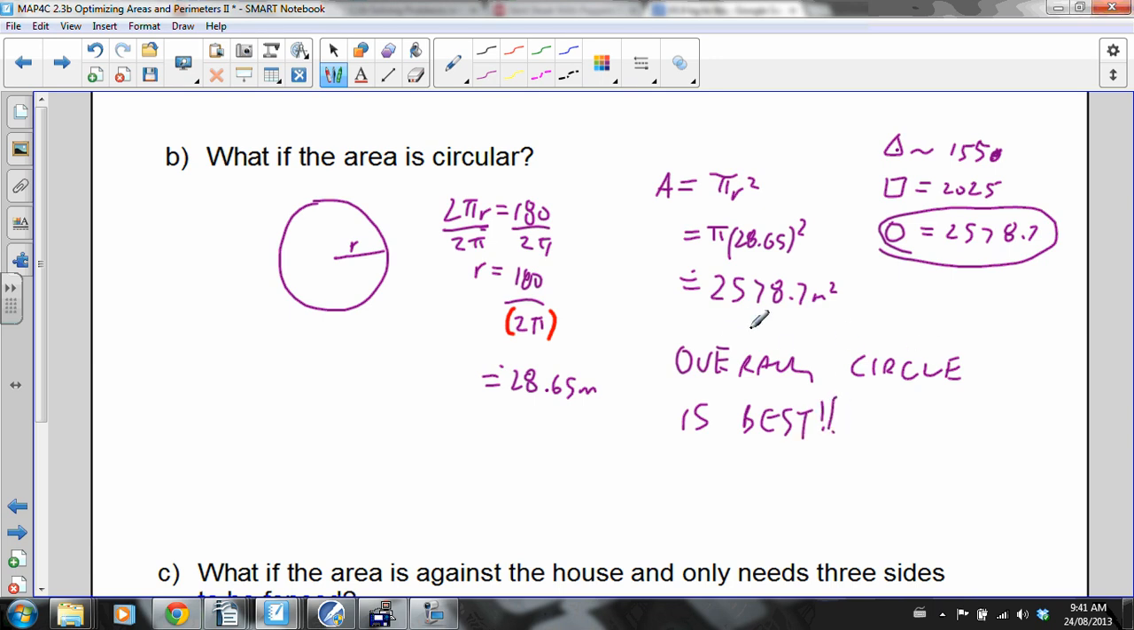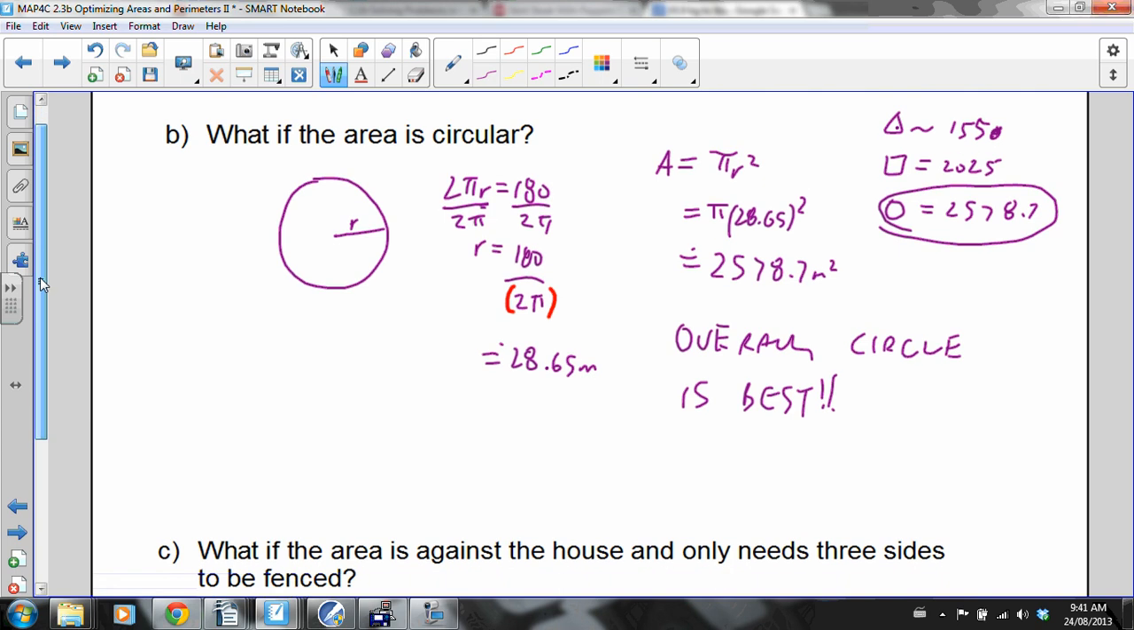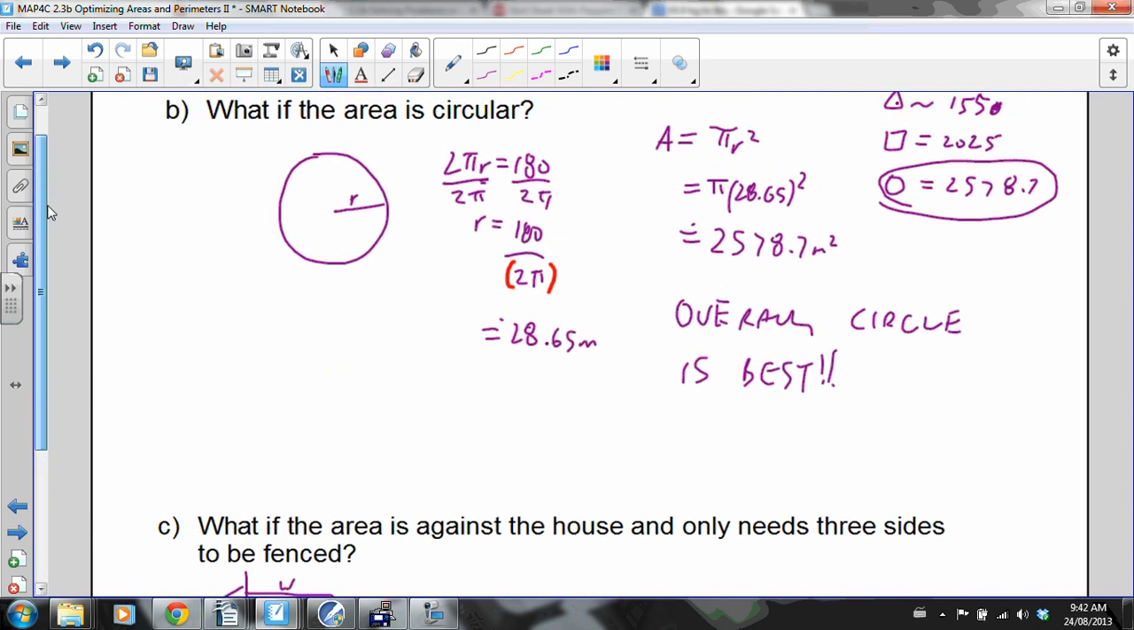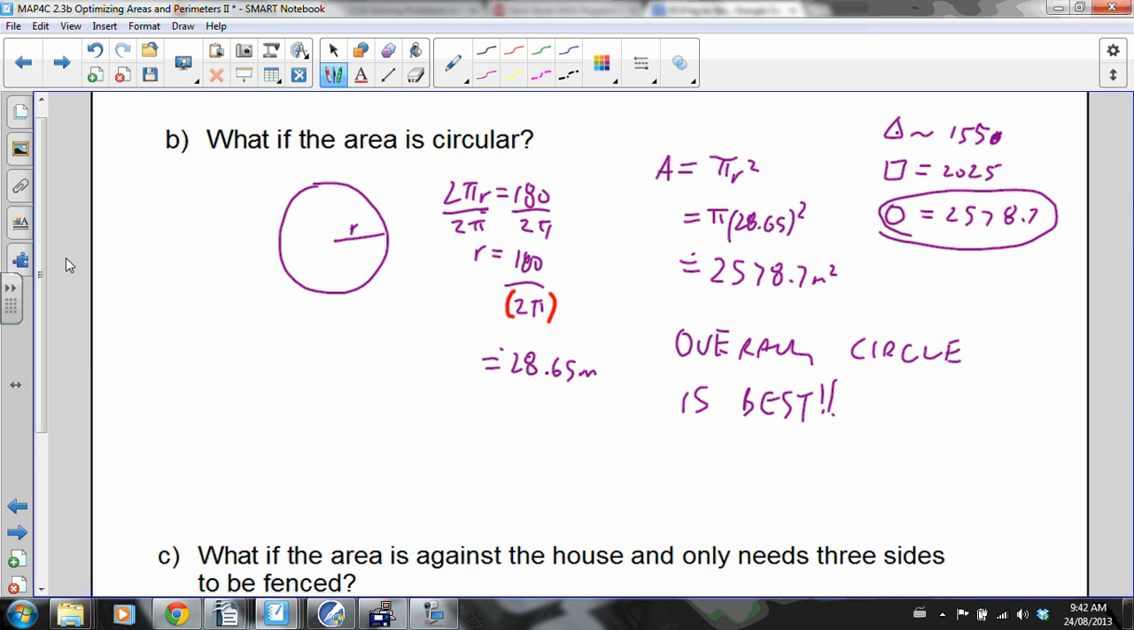Sometimes it's not practical, and sometimes we're after a rectangle just because it's easier to make rectangles. Like this one. What is the area if the area is against the house and only needs 3 sides to be fenced? So this is the house, and I'm going to put the snow derby area next to a house. And of course, I wouldn't need fence along there. Well, not sure, but it makes sense that we should be able to fit in more area, right? Because I'm kind of using this as an extra side of fence almost. So I should be able to get an area that's even bigger than the circular area, because I'm using the house as an extra side.